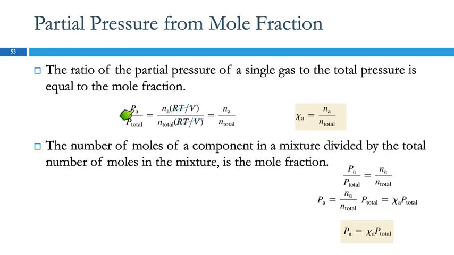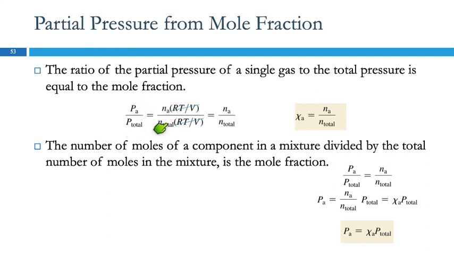If we take the pressure of one of the gases and divide it by the total pressure, this is the kind of thing we do when we're doing a percent, right? We look at part of it divided by the whole thing, and then we multiply by 100. So the partial pressure of the gas divided by the total pressure of the gas is a ratio, and the partial pressure of A is equal to nA times RT over V.